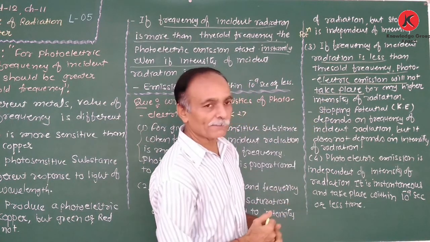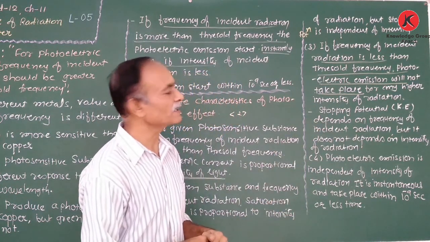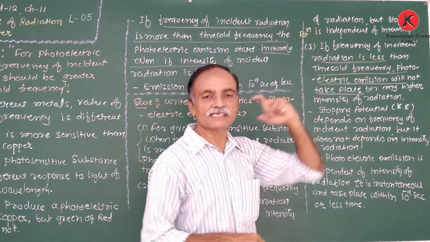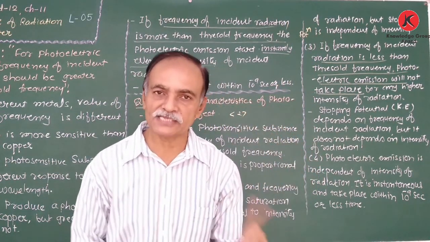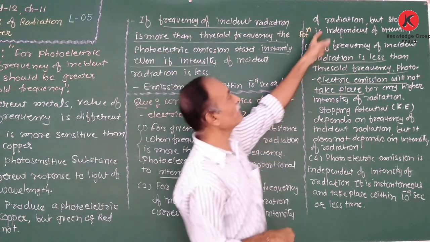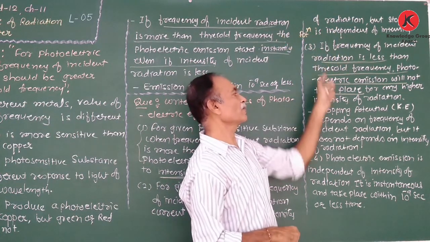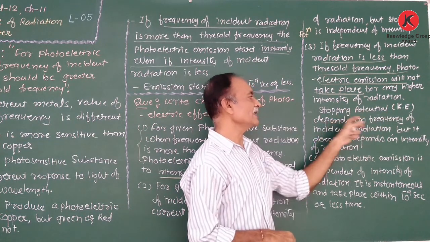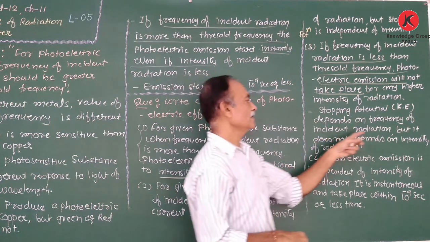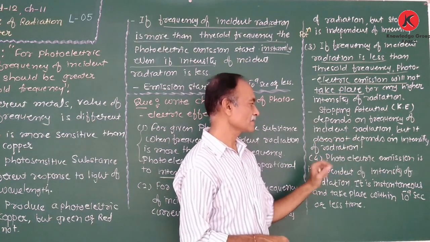Now, the stopping potential, that means the kinetic energy, depends on the frequency of incident radiation. In the second characteristic, we discussed that the photoelectric current depends on the intensity of incident radiation, but the stopping potential or the kinetic energy is independent of intensity. So stopping potential or kinetic energy depends on frequency of incident radiation, but it does not depend on intensity of radiation.